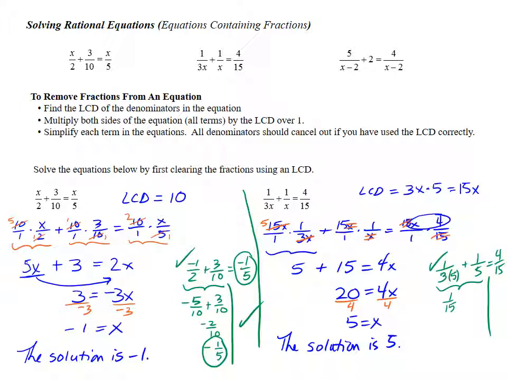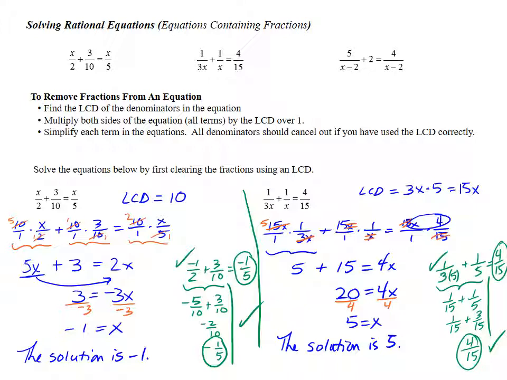So starting with the left, 1 over 15 plus 1/5. We need a common denominator to add those. 1 over 15 plus 1/5 would be 3 over 15. And then add those together, 4 over 15. Notice that's exactly what I had on the right side, so that checks.